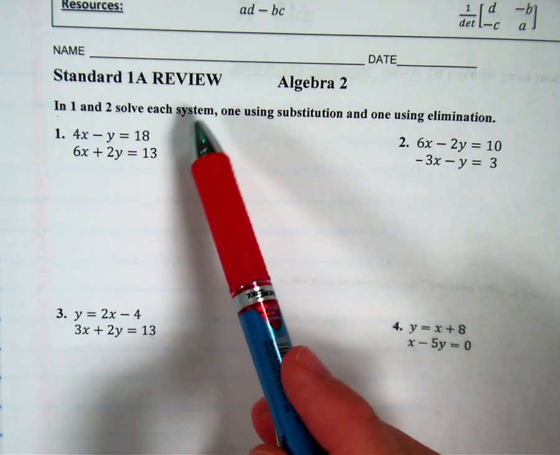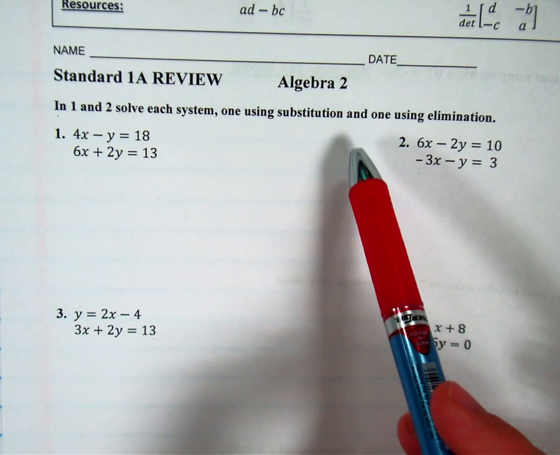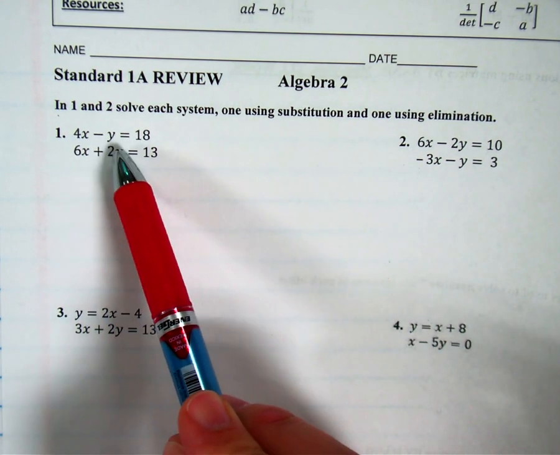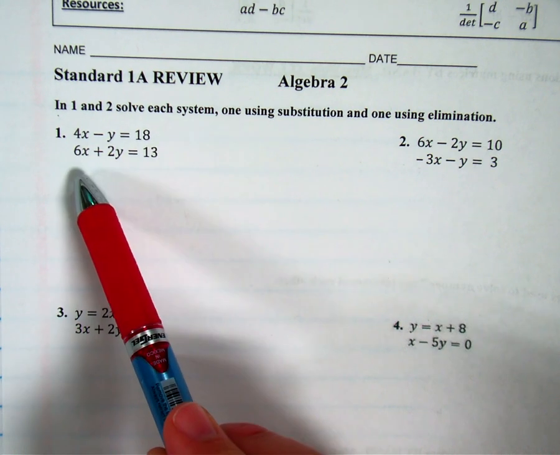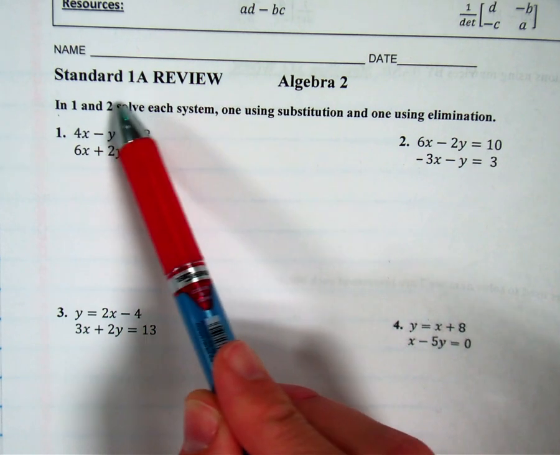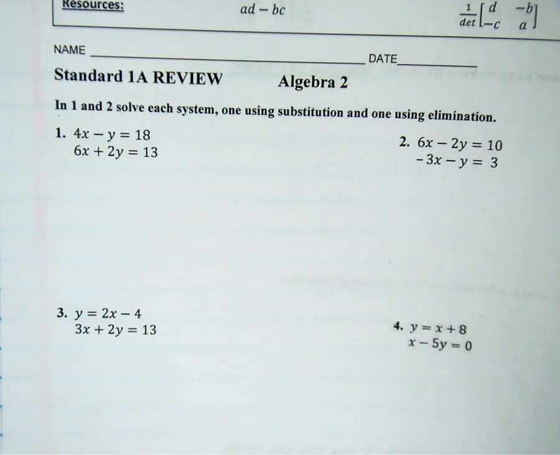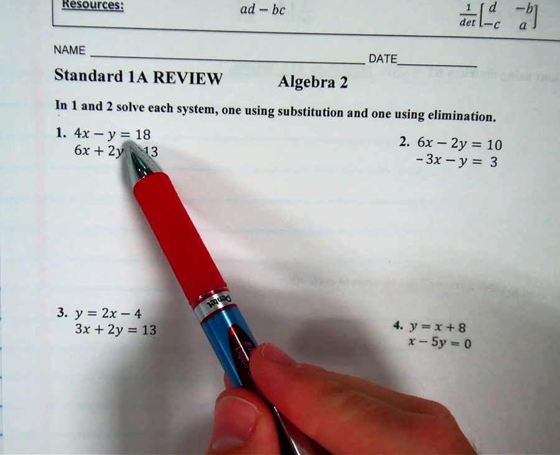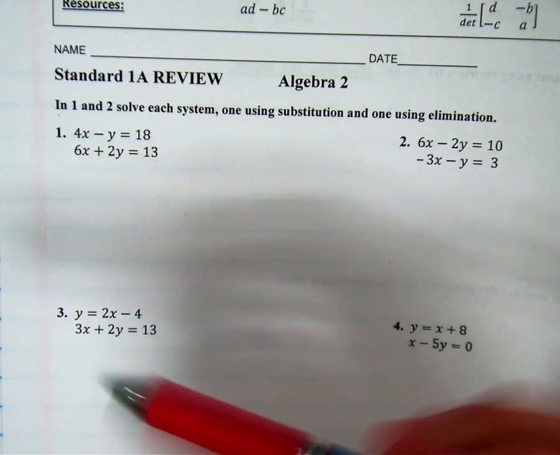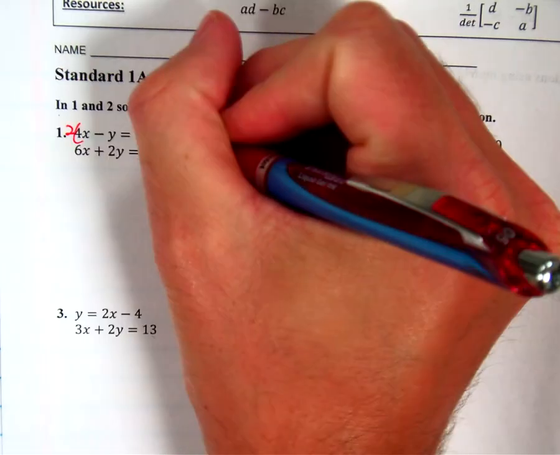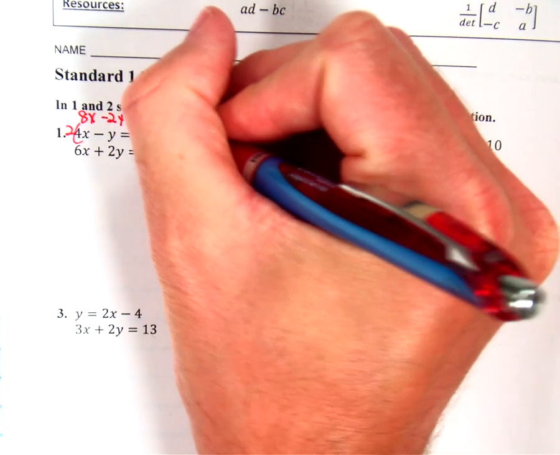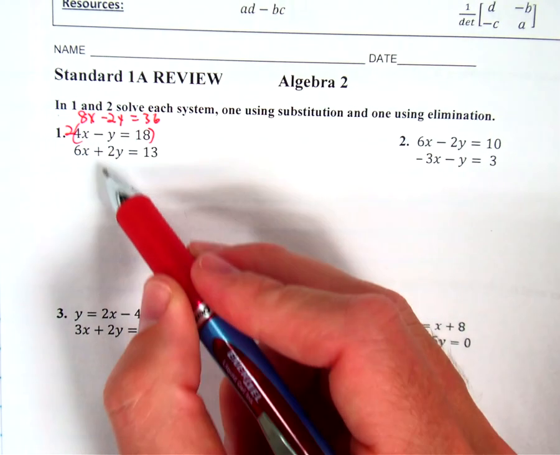So we have solving by substitution or elimination. We're going to do the odds. If I'm looking at 4x minus y equals 18, and then 6x plus 2y equals 13, does that look like an elimination or a substitution problem? Okay, I'm feeling elimination because I know I can just multiply that top row by 2, and that will give me a minus 2y, which will cancel out the plus 2y.